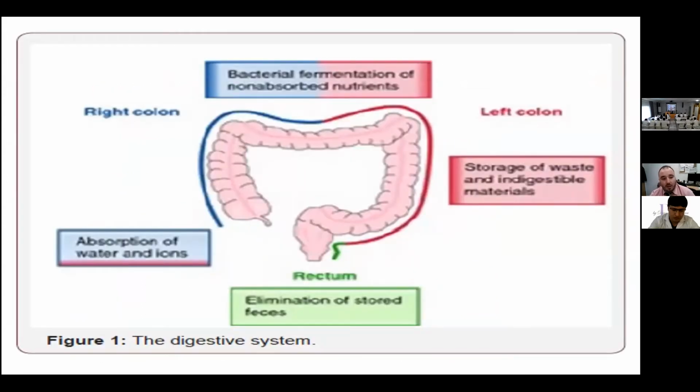As you can see, the most important bit is to realize what the main function of the left and the right colon is. So the right colon is mainly involved in the absorption of water and ions. Unlike the left colon, where there is storage of most of the ingredients, and that is where the stool is formed.